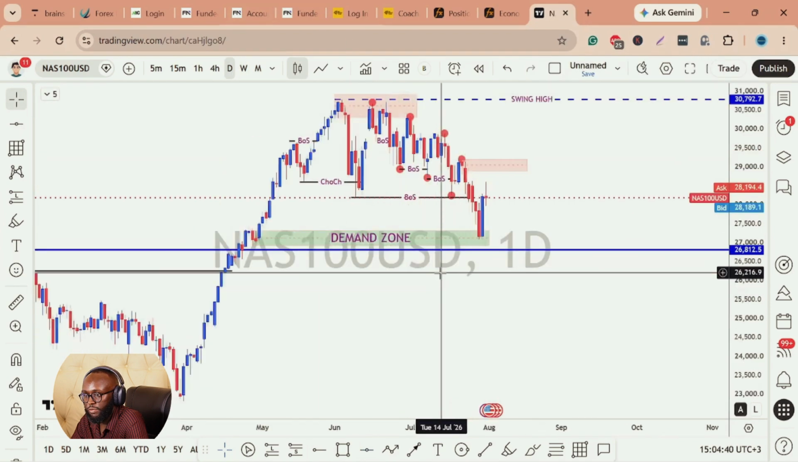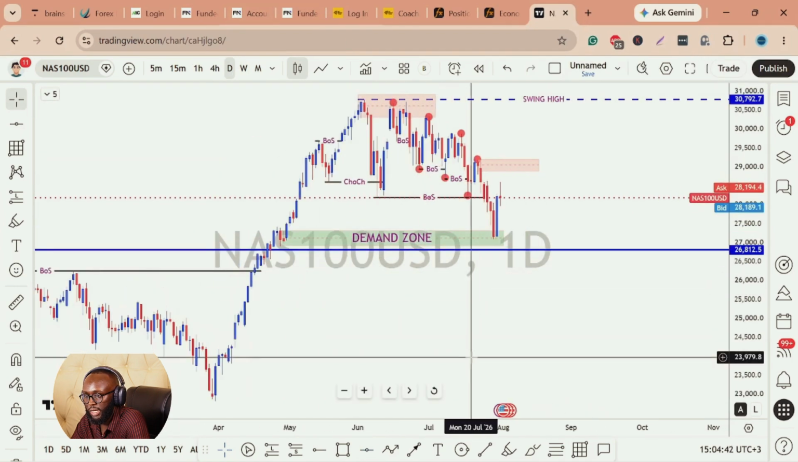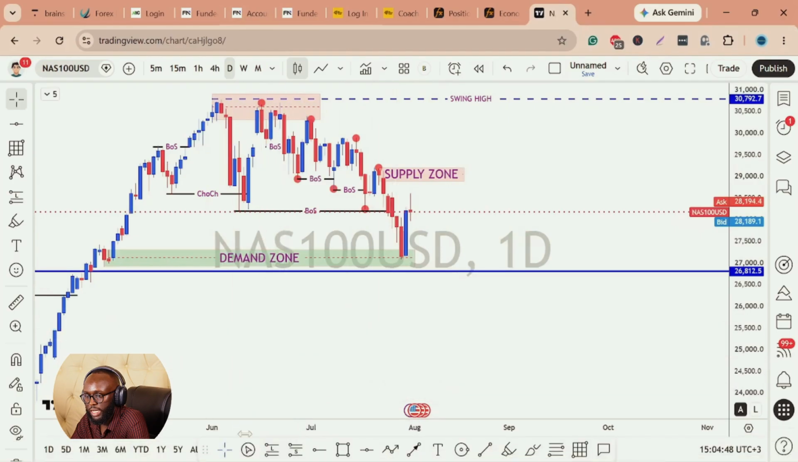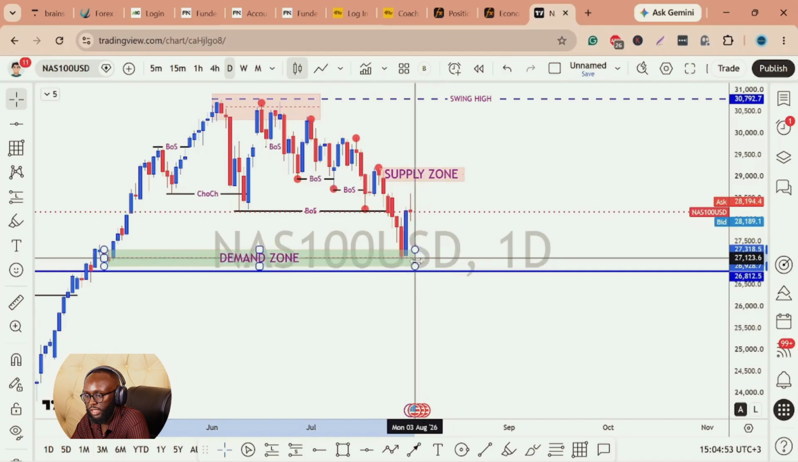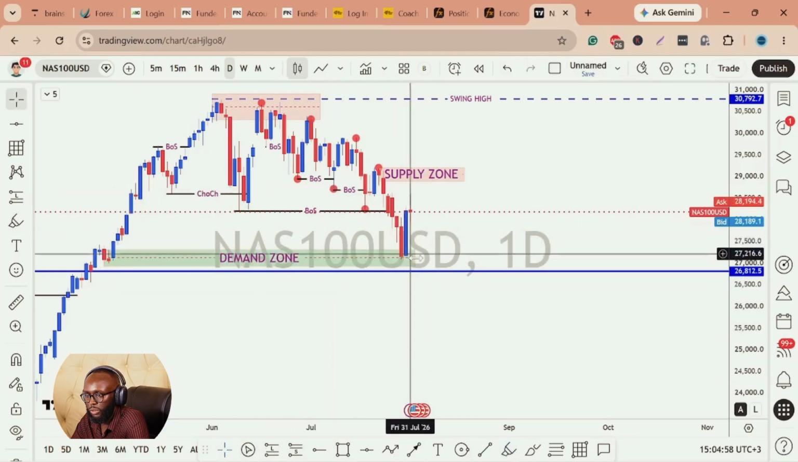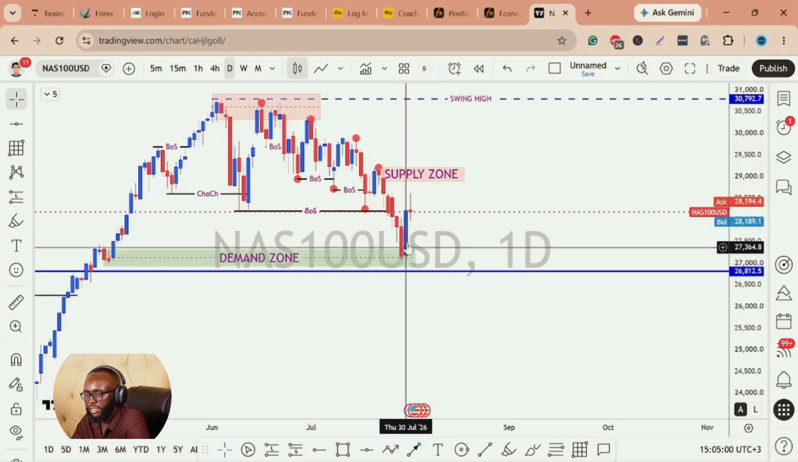Let's jump to the daily time frame and see what we have on that particular level. So from this level, what we can see is that the price is already reacting from what? From this order block, or rather demand zone that we have over here. Now, I'm not sure if that demand zone is the one that will be the ultimate determiner if at all NAS 100 will start its bullish move.